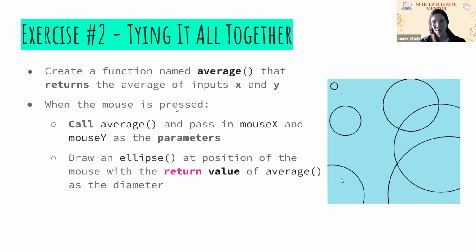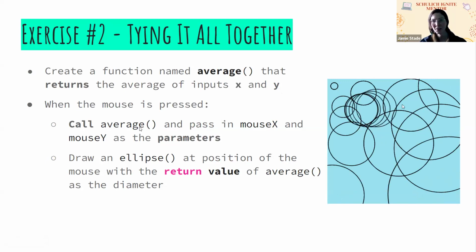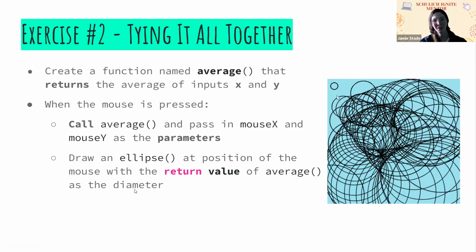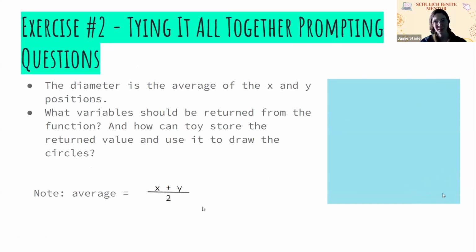So yeah, a couple different things. We have a function call, and then we're using the return value from that call to draw an ellipse with that size.